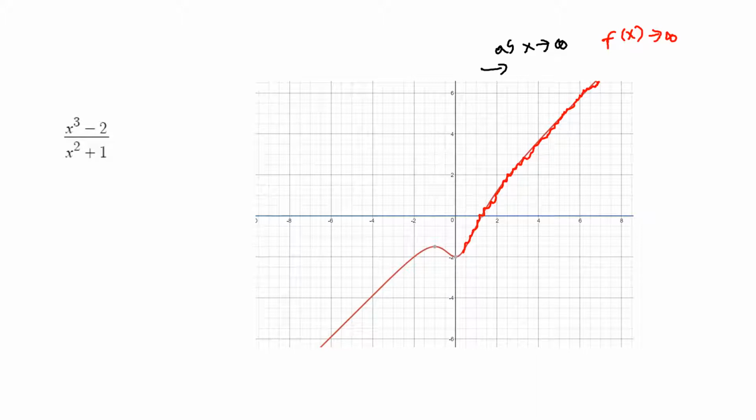And as we go to the left, in other words, as x goes to negative infinity, what's happening to our function? Well, as we go left, our function is getting smaller and smaller and smaller. It's going towards negative infinity.